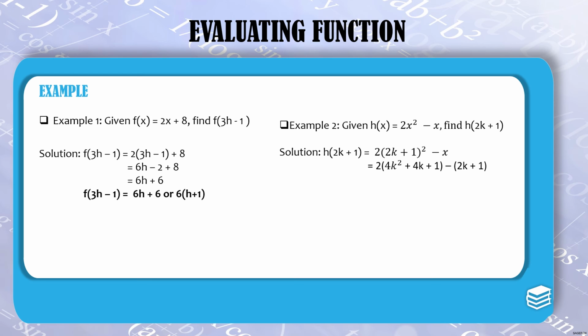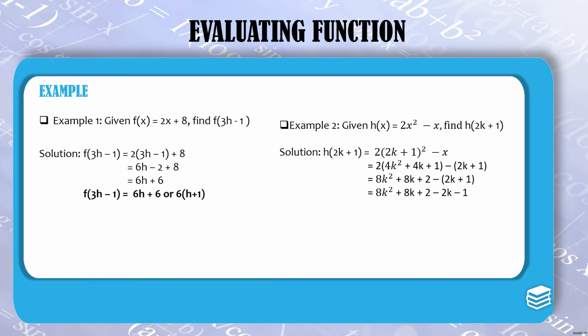Yun yung shortcut. Pero kung nahihirapan kayo sa shortcut, try to apply the 2k plus 1 times 2k plus 1 na way ng pagmumultiply. Okay, so next is minus 2k plus 1. And then, distribute pa rin natin kasi nakamultiply pa rin si 2 sa 4k squared plus 4k plus 1. Pag minultiply pa rin natin yan, we have this one.